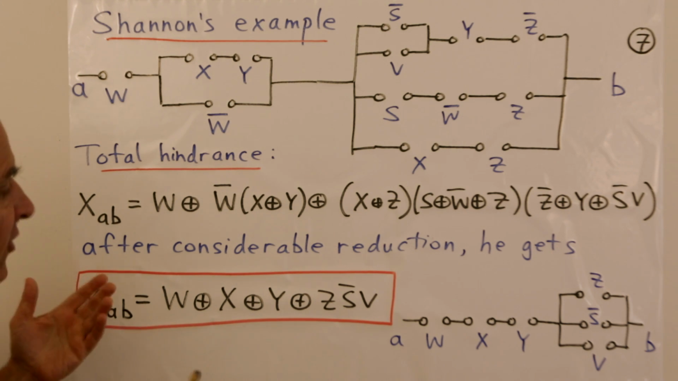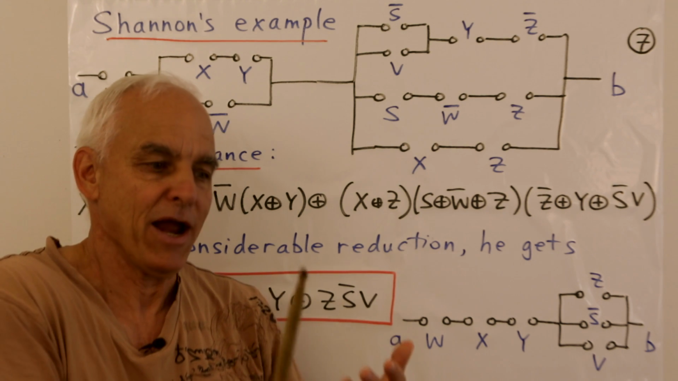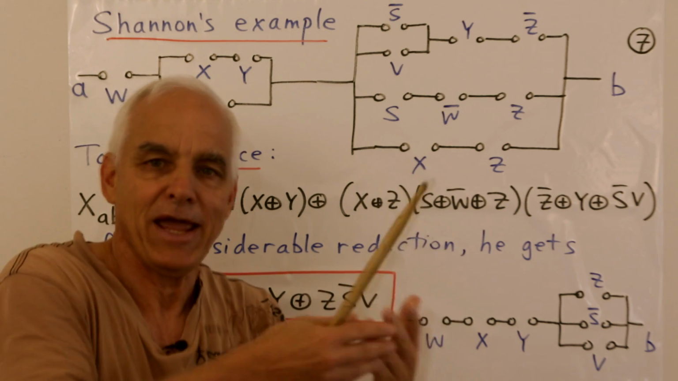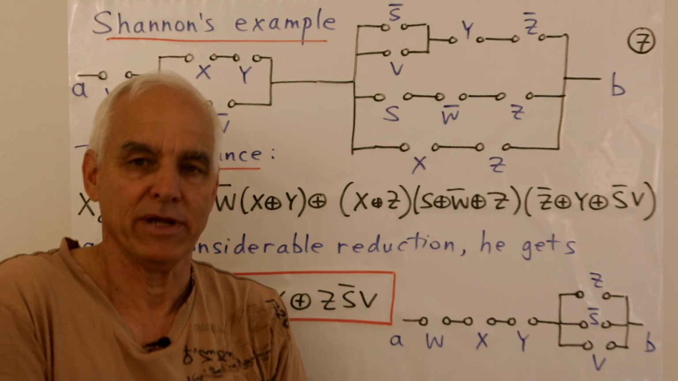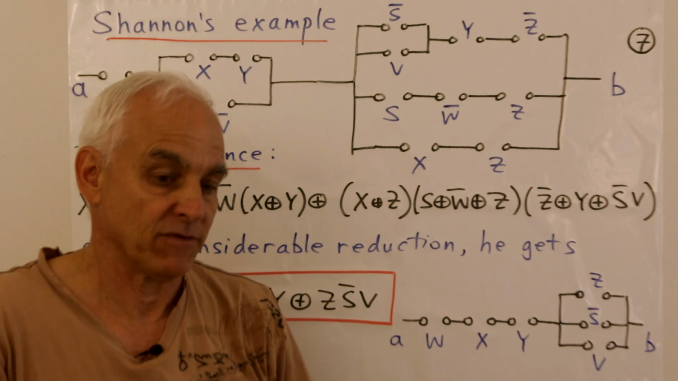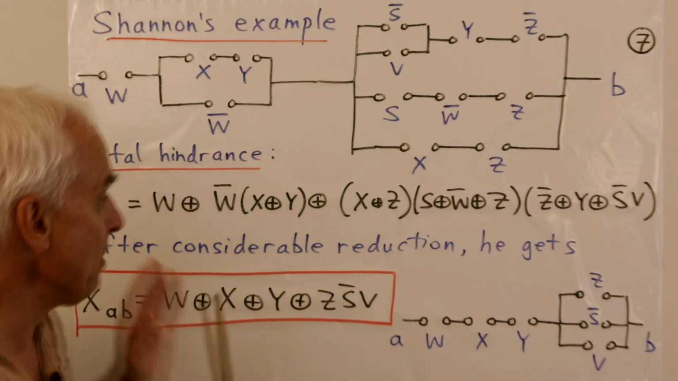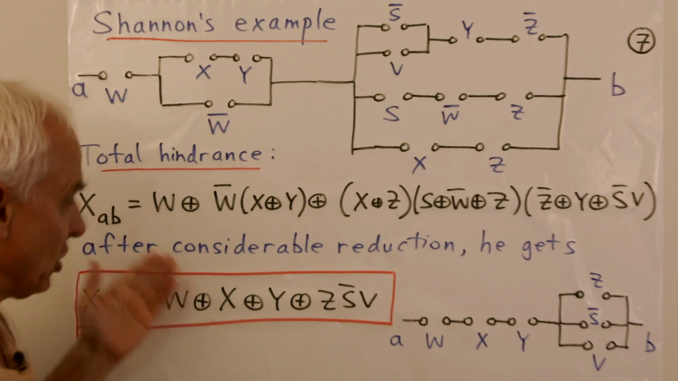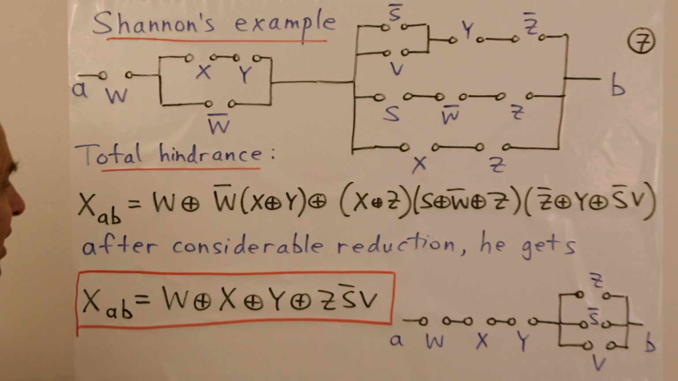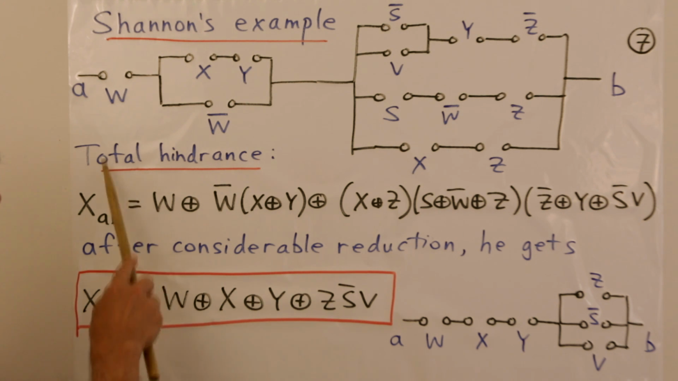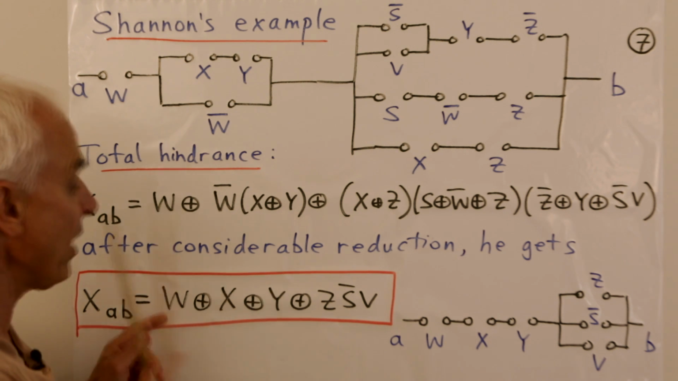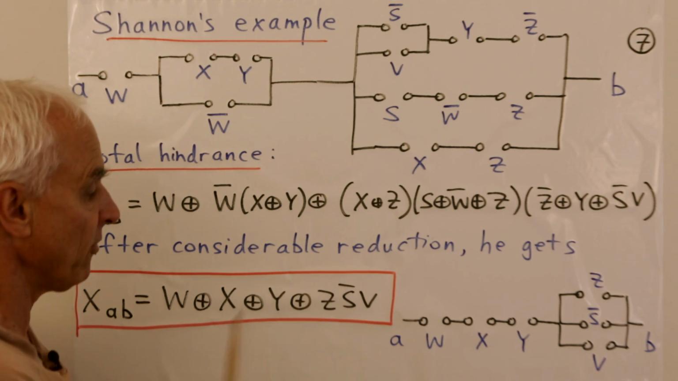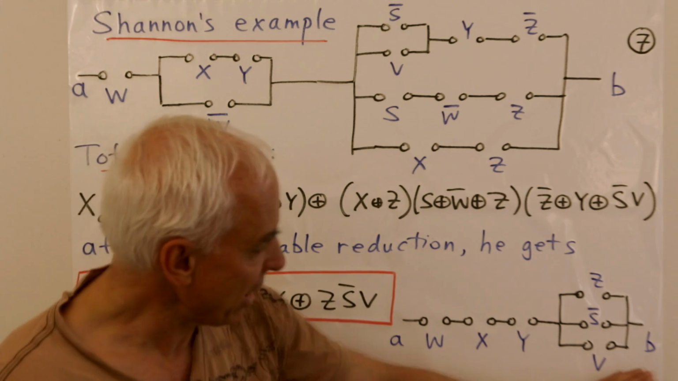Now, Shannon realizes that because we can apply the algebraic manipulations that are contained in Huntington's Boolean algebra, in which Shannon spends a good amount of time studying and developing, we can simplify this kind of thing. And he shows how to do that, and eventually he gets the reduction that this same hindrance, say x from A to B, can be rewritten as w plus x plus y plus z times s bar times v. In other words, a situation like this.